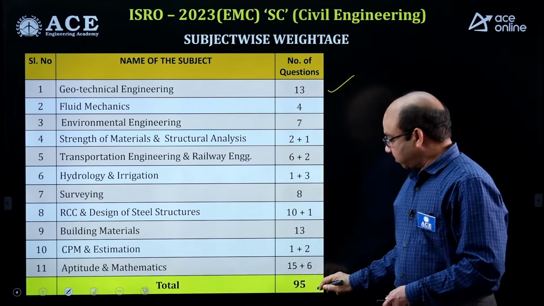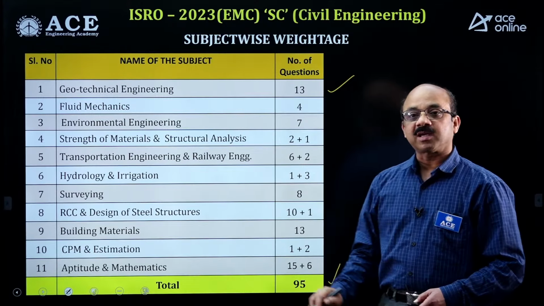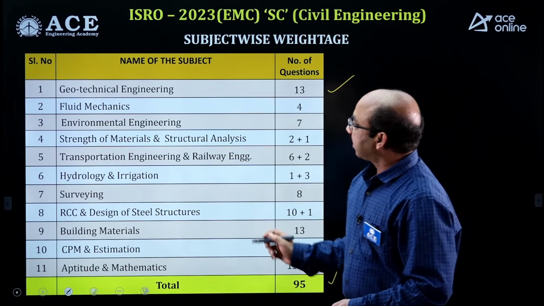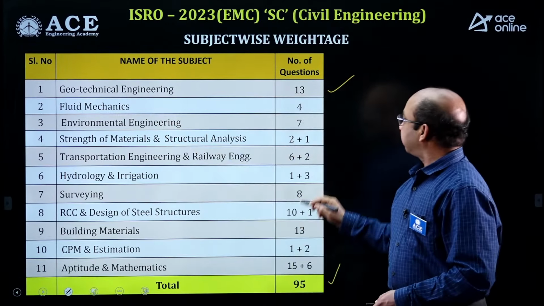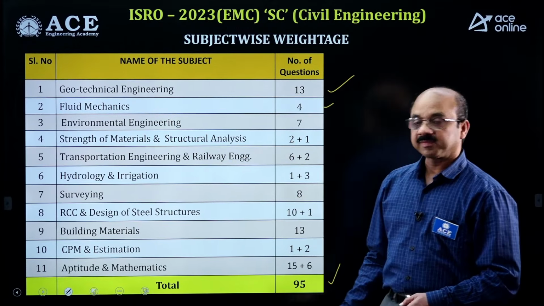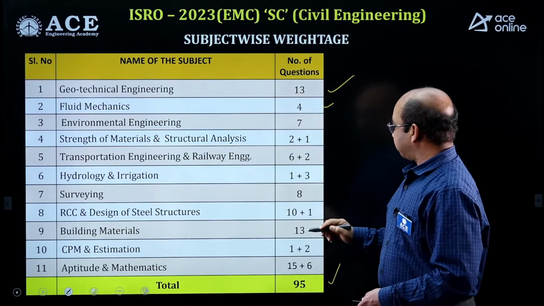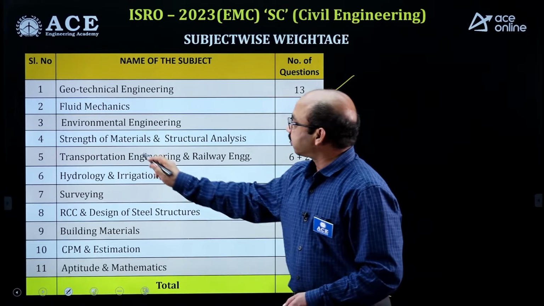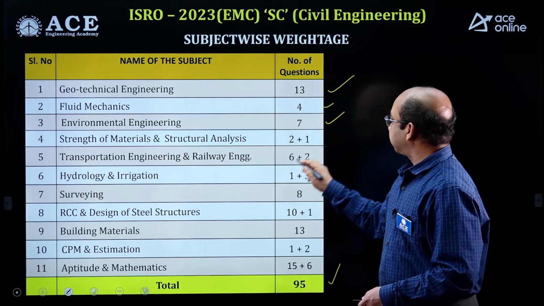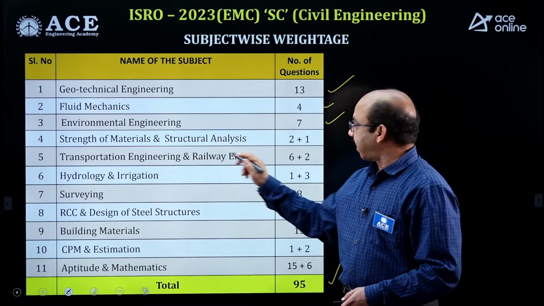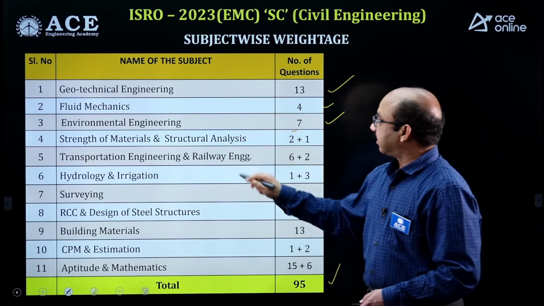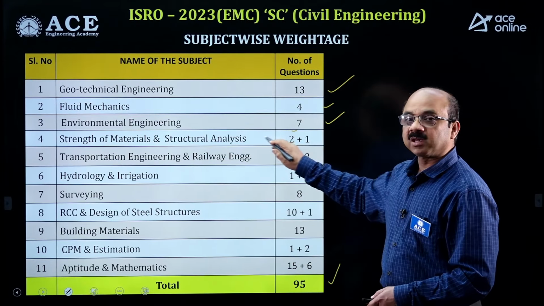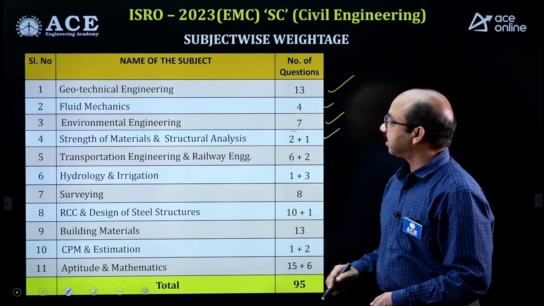You know, totally we have 95 questions. Out of 95, 13 questions are from the geotechnical engineering subject. Then you can see fluid mechanics subject, just 4 questions. And then environmental engineering was given a reasonably good number, 7 questions. And strength of materials and the structural analysis. In the strength of materials subject, we had 2 questions. And the structural analysis, unfortunately, only 1 question. Totally put together, 3 questions were given.